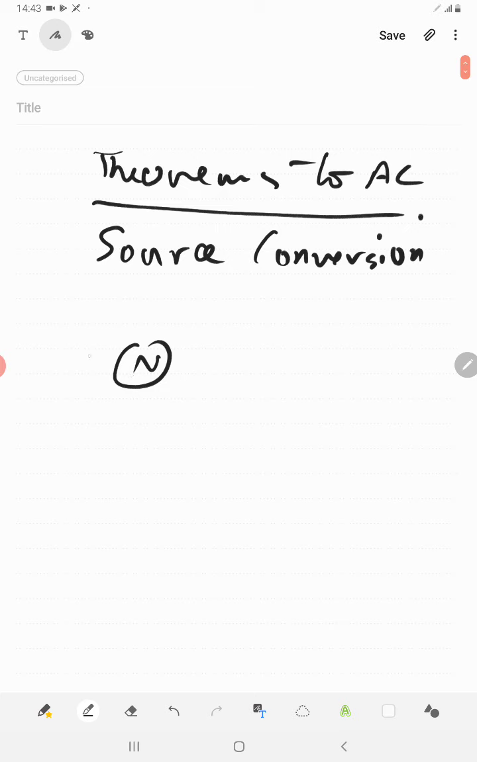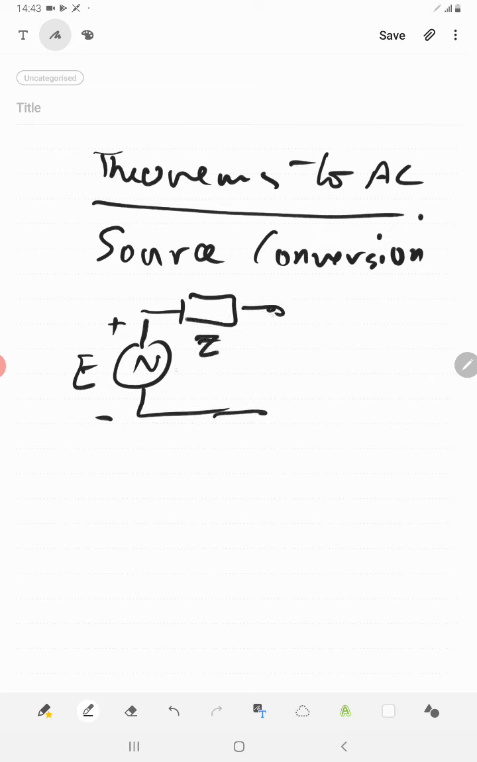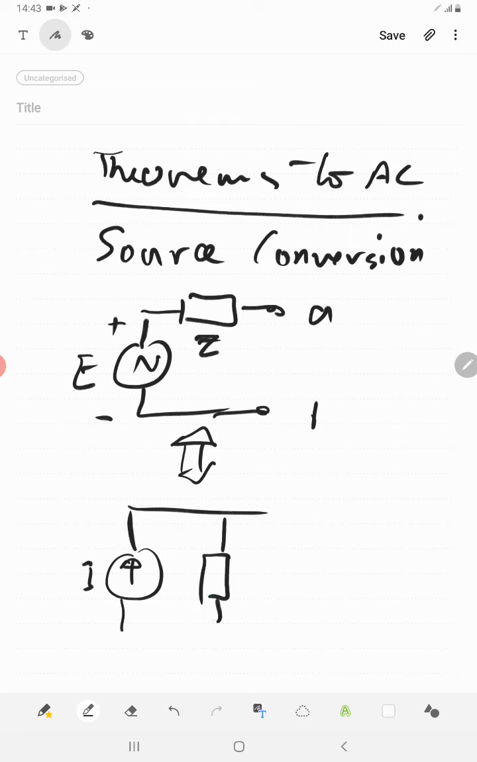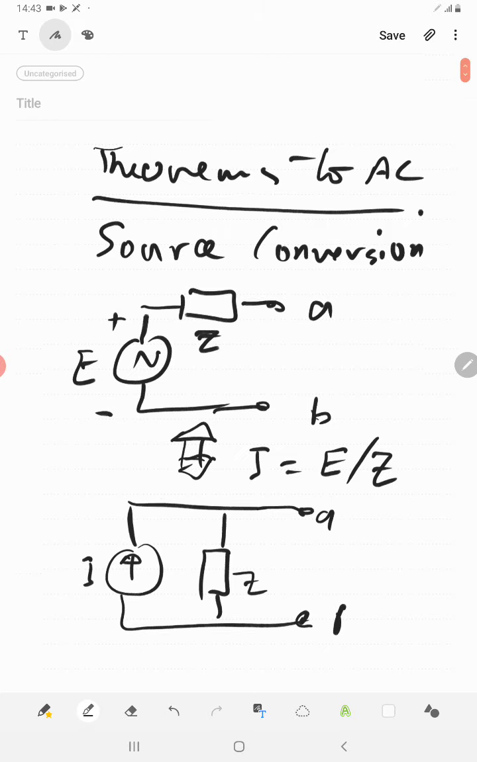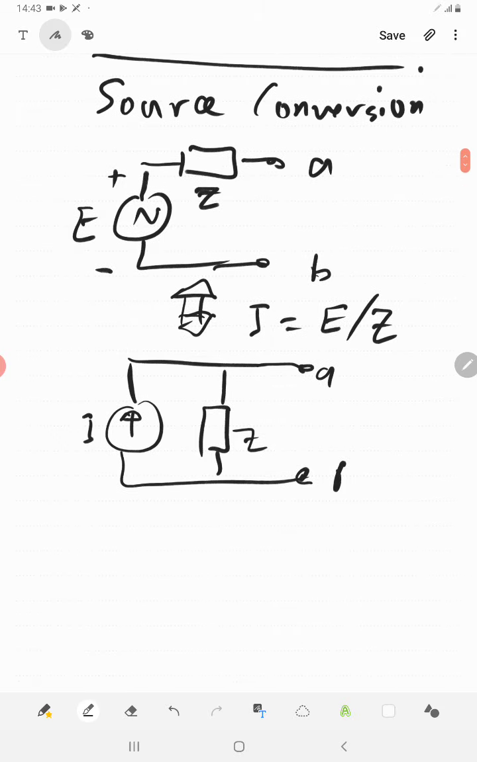So in source conversion, you have a voltage source E in series with an impedance Z. This is A and B. We can transform this back to a current source I in parallel with the same impedance Z. Okay, this is A, B, and here A, B. So I equals E over Z. Okay, so it's exactly the same as in DC, except here we use what? We use complex numbers. Okay, so that's the source conversion.